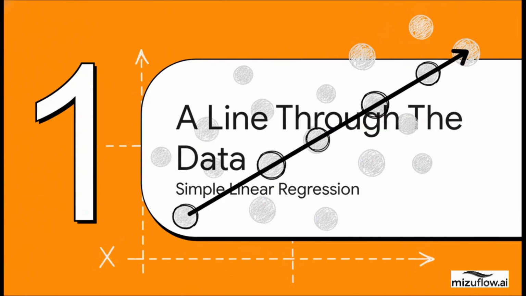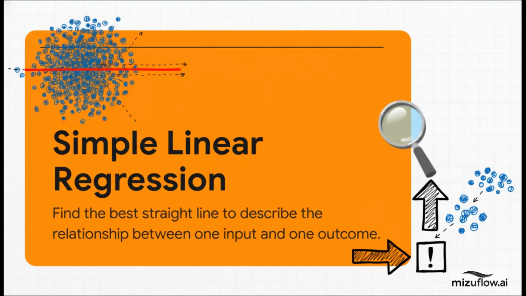All right, so let's get started, and we're going to begin with the simplest approach you can possibly imagine. Literally, we're going to try and draw one single straight line right through the heart of our data. And this idea has a name, of course. It's called simple linear regression. Just picture it. You've got this cloud of data points on a graph. What we're trying to do is find that one single line that slices through the middle of that cloud and best shows its general direction.